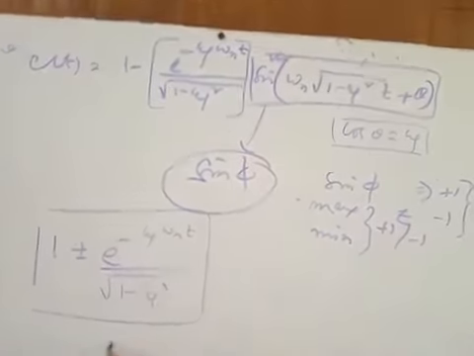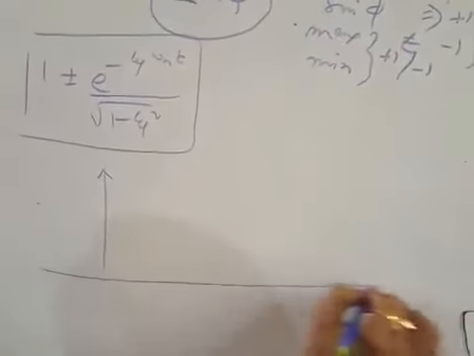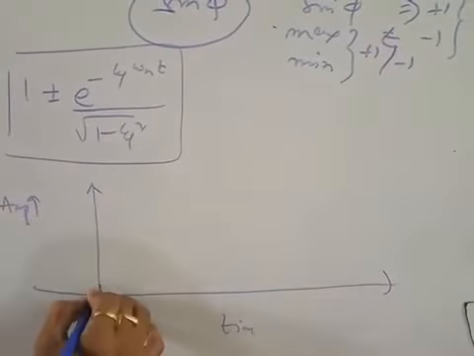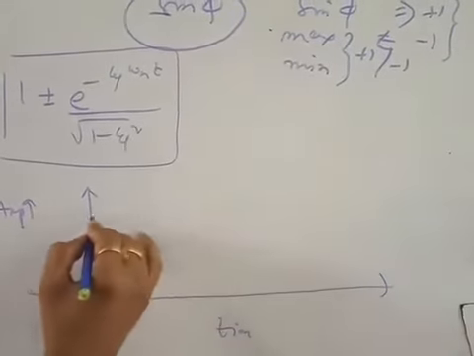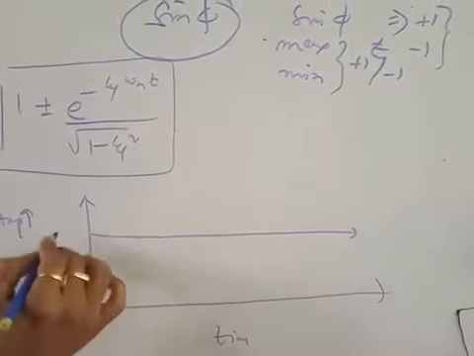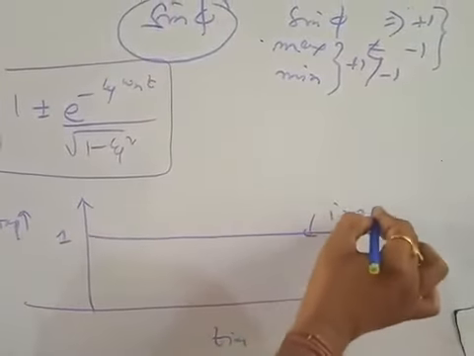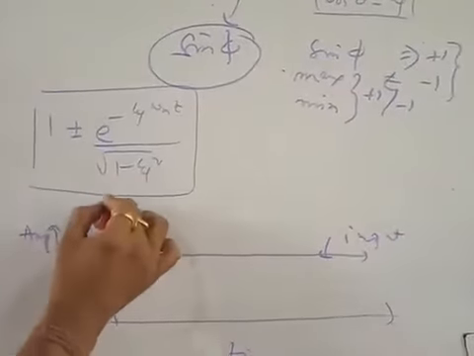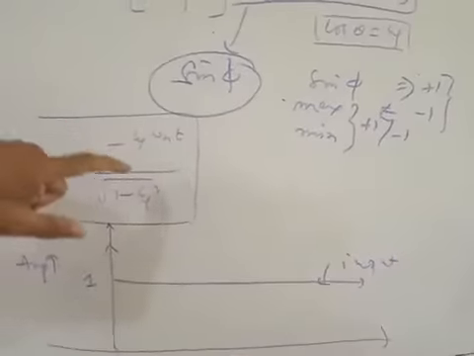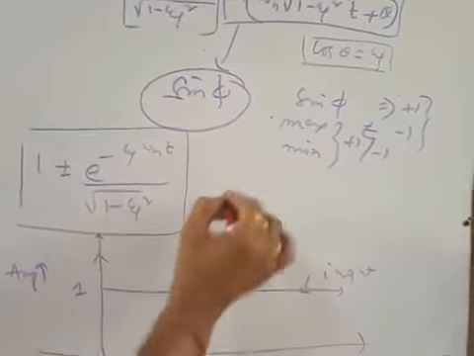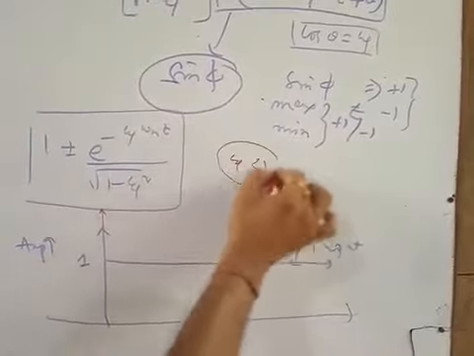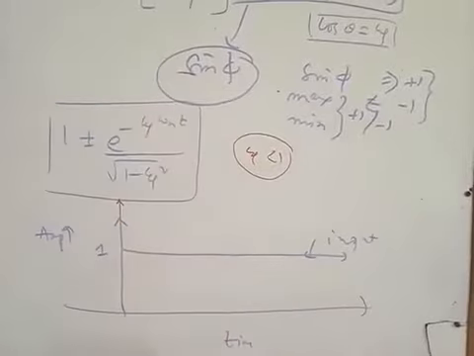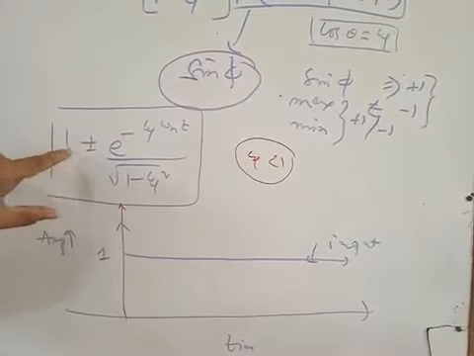So how will this curve look? This is your amplitude axis, this is your time axis, and this is your step signal, this is your input. Now the output is C(t). Depending upon the value of xi for the system we are considering, in all cases xi is less than 1, no problem. We have 1 plus e to the power minus this term, that means 1 plus this.